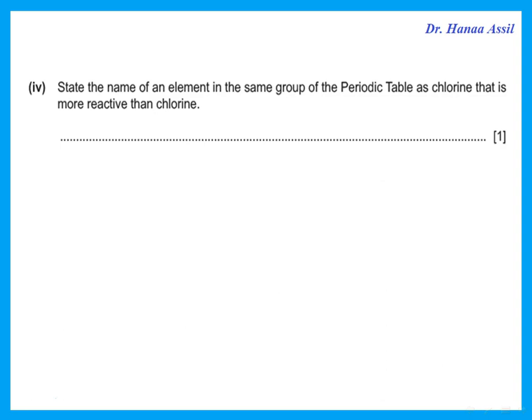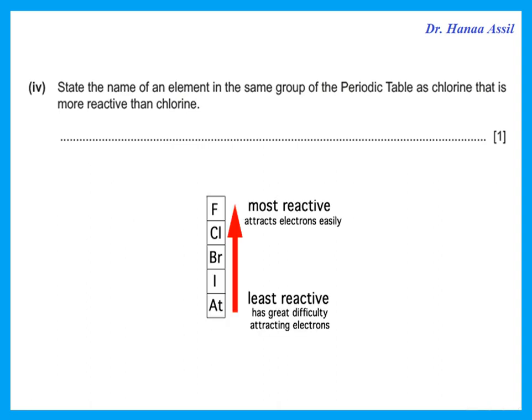State the name of an element in the same group of the periodic table as chlorine that is more reactive than chlorine. Now chlorine is in group 7. And you should remember that in group 7, the reactivity is the opposite of group 1. So in group 1, we said the one below is more reactive, but in group 7, the one above is more reactive. So which one is more reactive than chlorine? Fluorine. That's the only one in the group that is more reactive than chlorine.